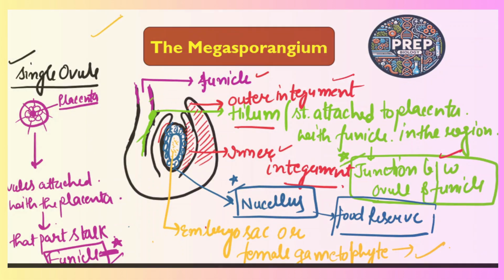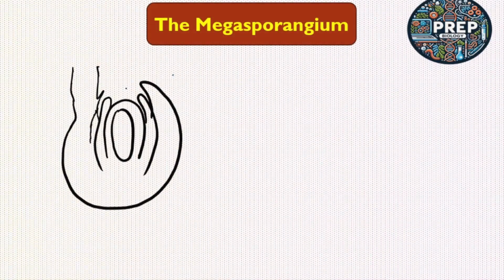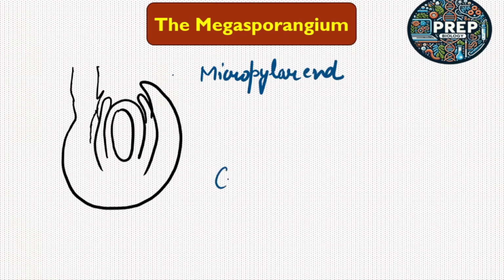Okay, we have discussed the different parts of the ovule. Now, understand the two terms which are very important in the structure of the ovule. The first term is the micropylar end, and the second one is the chalazal end. These two ends are very important, so understand them carefully.